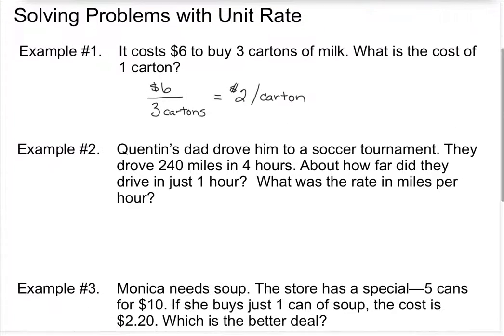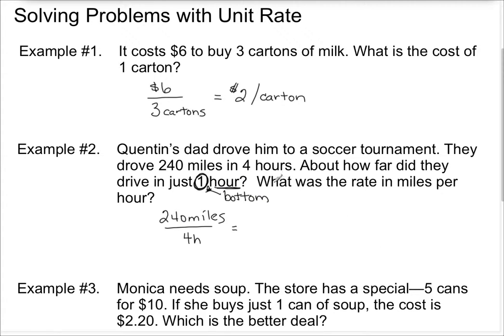Now, let's look at the next one. It says, Quentin's dad drove him to a soccer tournament. They drove 240 miles in 4 hours. About how far did they travel in just 1 hour? So we have 240 miles, and that was in 4 hours. So we want to know how many miles for 1 hour. Wherever the 1 is, we know that that's what goes on the bottom. So bottom is hours.